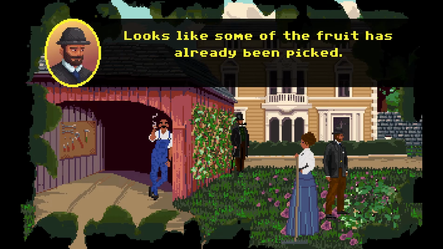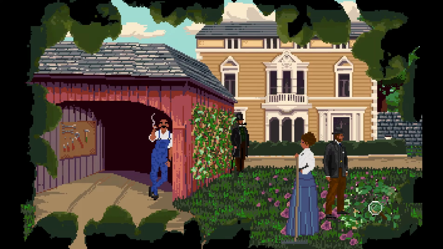Oh boy. Looks like some of the fruit has already been picked. They can cause hallucinations, paralysis and death. Maybe he was paralyzed, maybe he was poisoned. Maybe he was poisoned and the brake wires were cut so that he would die. This was a murder. You can still be conscious and paralyzed.